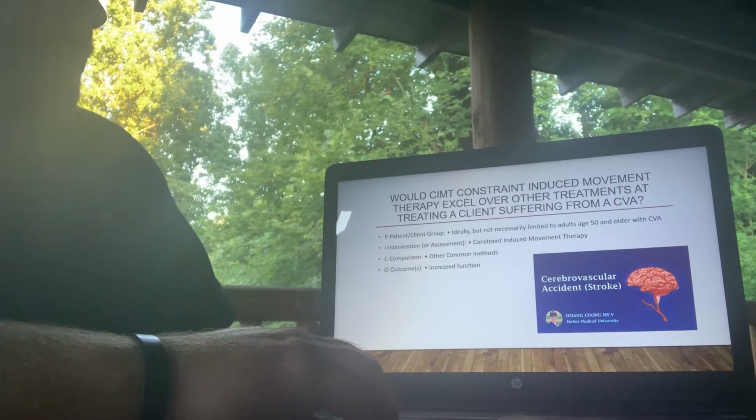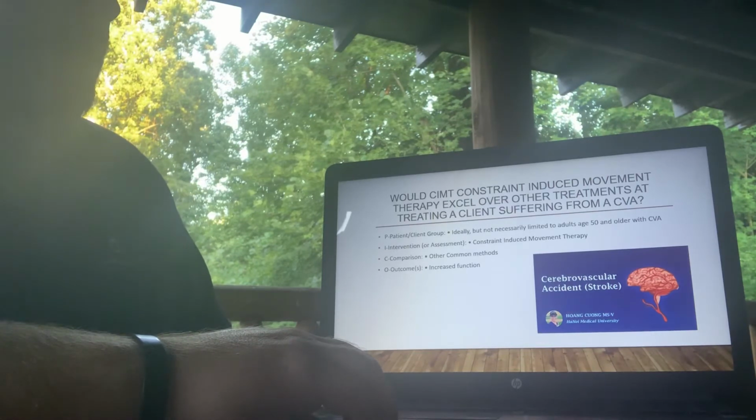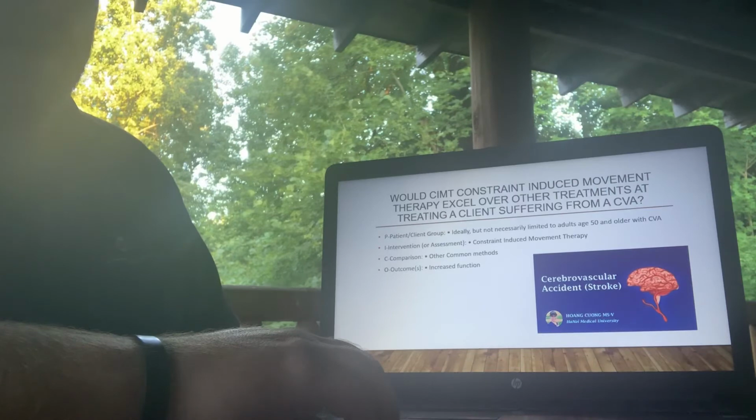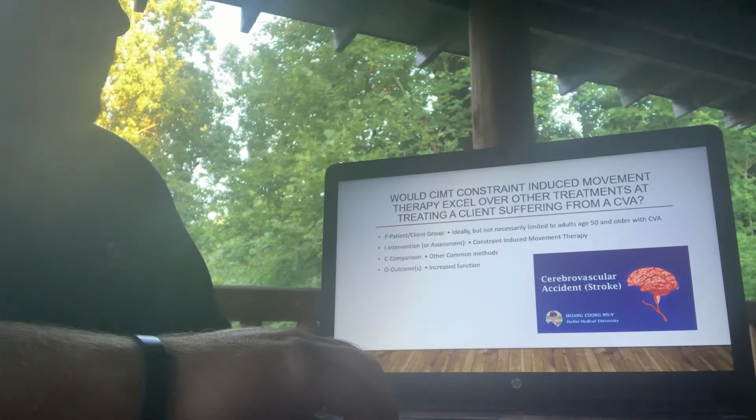So my question is a pretty basic question: would CIMT, constraint-induced movement therapy, excel over other treatments at treating a client suffering from a CVA? Basically, the question is asking whether this therapy will work better for a patient with a CVA than other methods. Following the PICO question, the P for the patient-client group, ideally but not necessarily, is adults age 50 and older with a CVA. For the intervention, obviously it's CIMT. For the comparison, we're just comparing it to other common methods. And for the outcome, does the patient show increased function?